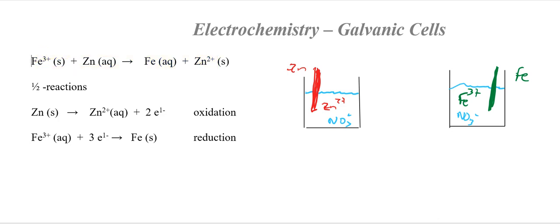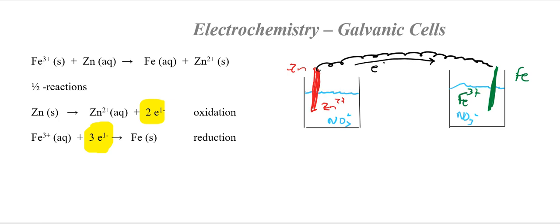What we do is, because there's a loss of electrons and a gain of electrons, we're going to take a piece of wire and attach it between the metals so that the electrons can leave the zinc and flow to the iron. So that's how the electrons are flowing. They flow from where they are lost, so here's our loss, to where they are gained. So there's our gain.